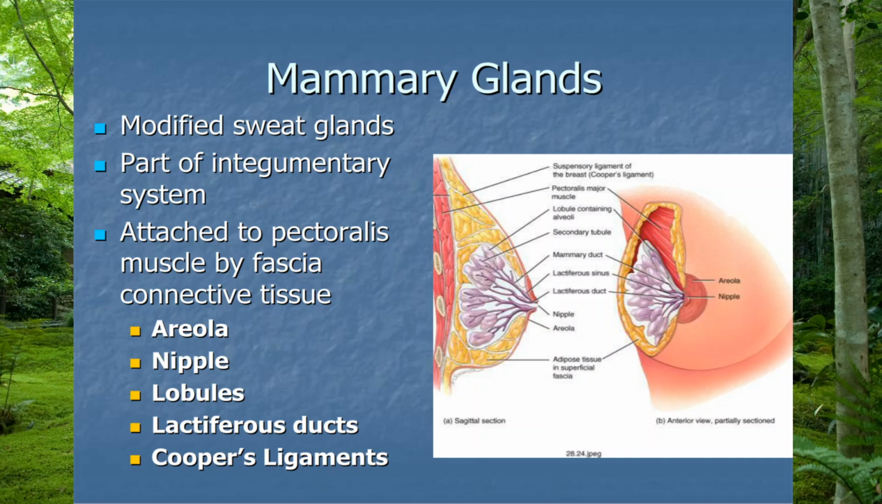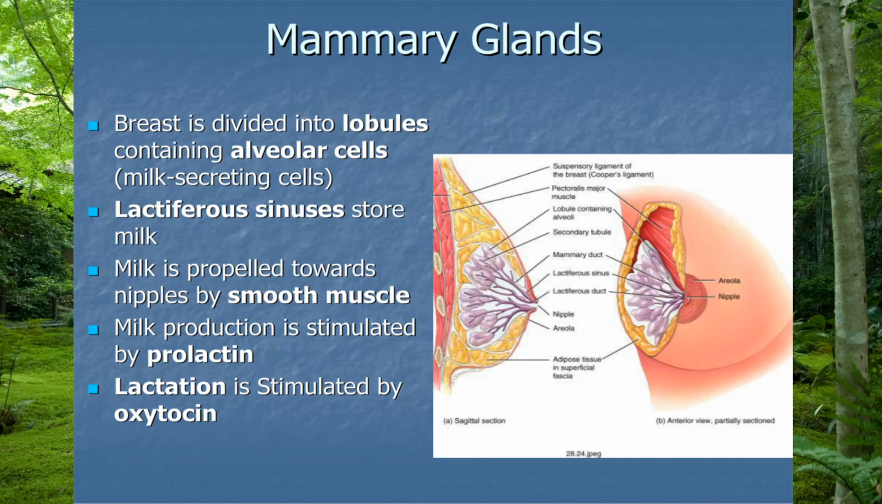The one thing I should talk about in this slide is something called the Cooper's ligament. The Cooper's ligament is basically an internal connective tissue scaffolding which helps to support some of the weight of the breast by anchoring it to the underlying pectoralis muscle. Now internally, the breast is divided into lobes, and each of these lobes is subdivided by connective tissue into lobules. The lobules contain alveolar cells. These are the cells that are actually responsible for secreting the milk.